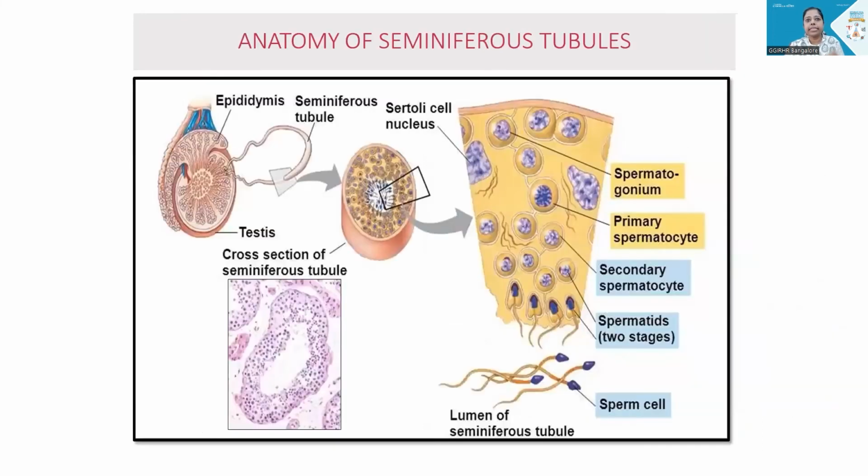We can see the cut section here, that at the base we can see the spermatogonium, and at the lumen it is the matured spermatids and the sperm cells, which is where these processes are happening.